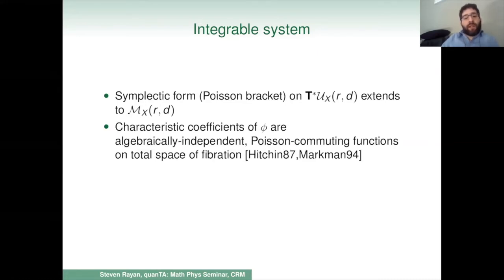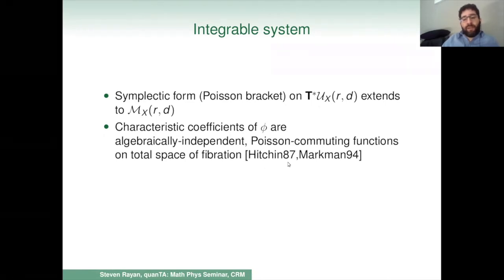And it turns out that the characteristic coefficients, literally the coefficients of the characteristic polynomial of phi, we can take their real and imaginary parts if you like. These are algebraically independent Poisson commuting functions with respect to this symplectic form on the total space of the fibration structure on this moduli space. In fact, these tori, if you like, are the Liouville tori of the dynamical system. So what I'm saying is that there is a dynamical system structure on the moduli space of Higgs bundles, and that's in fact why we call it the Hitchin system.